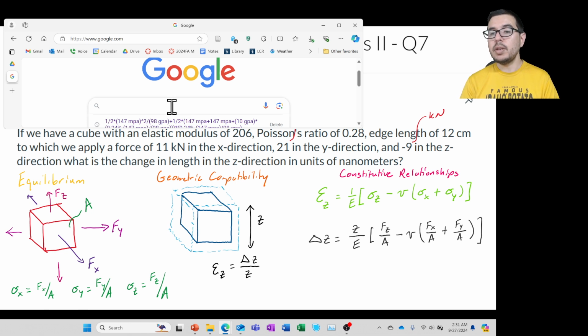Okay, so we have z over E. So the original z was 12 centimeters. So we're going to do 12 centimeters.